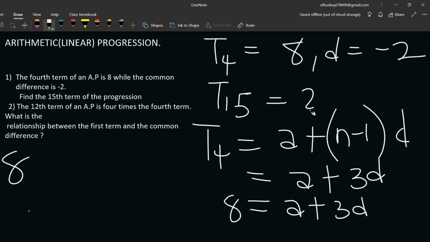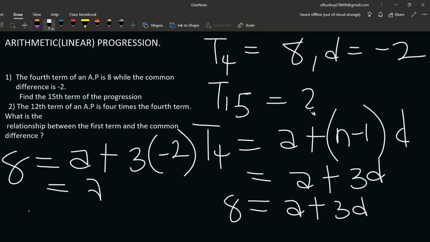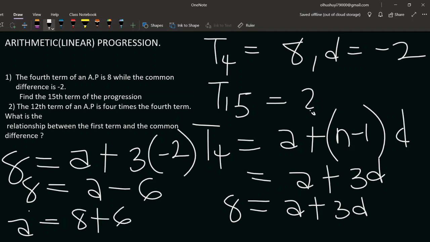So that implies that 8 is equal to A plus 3 open bracket minus 2. And what do we have? That should be equal to A minus 6. So 8 is equal to A minus 6. Then our A can be equal to 8 plus 6, and that means our first term is 14. So since our first term is now 14, we can easily solve for the 15th term.